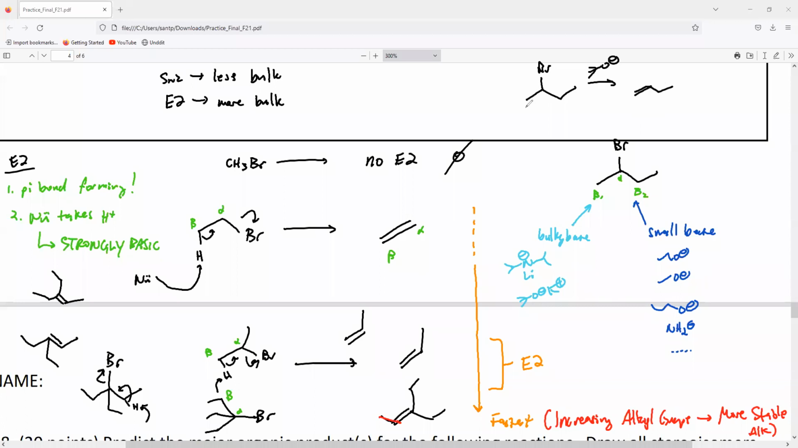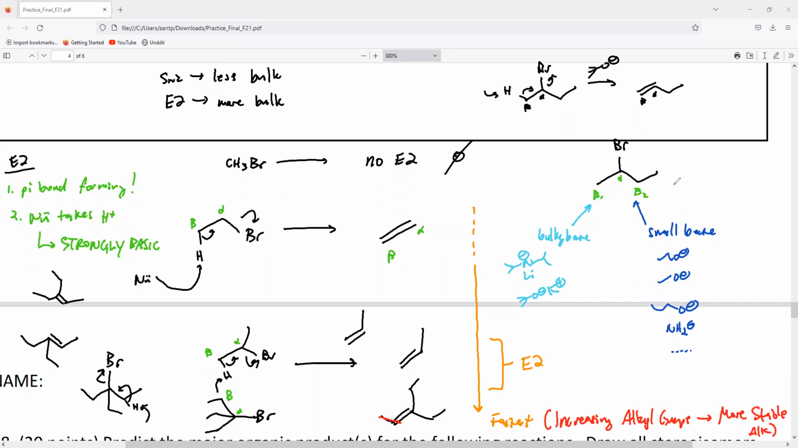Okay. So again, if this is your alpha and this is your beta, you just erase the bromine. And between alpha and beta, you just draw a double bond. Okay. Here are the arrows too for any of you that like to see the visual. That's what would happen. Okay.